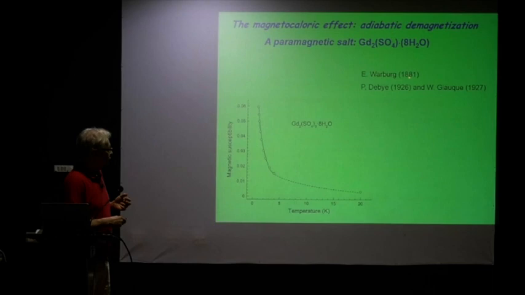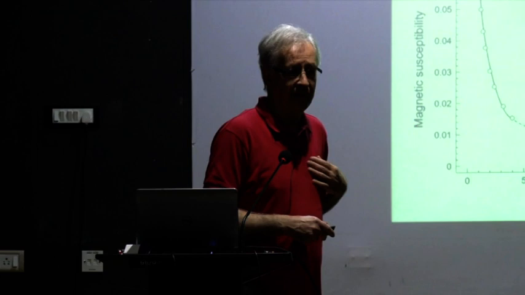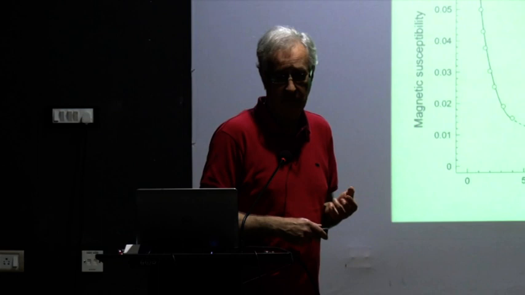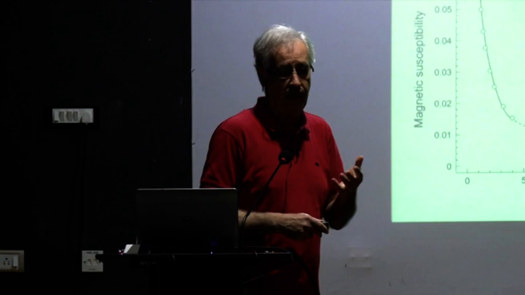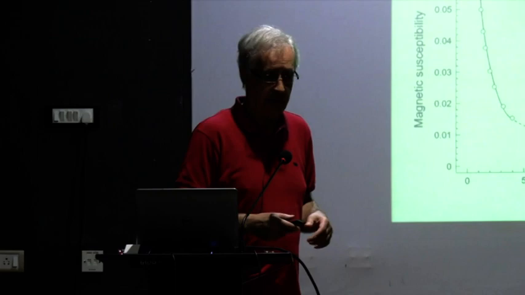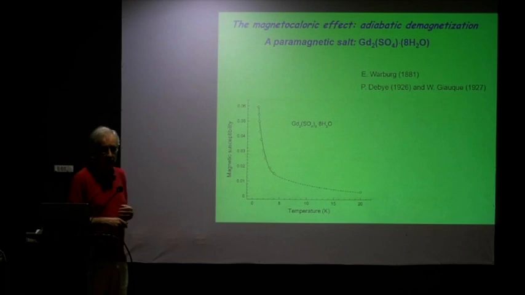Warburg, in 1881, first reported the presence of a magnetocaloric effect just by applying a magnetic field to a piece of iron. The temperature change was, of course, not that large, but he saw the systematic change of the temperature when a magnetic field was applied to a regular piece of iron. But it took many years for Debye and Giauque to use this effect to go down to very low temperatures.